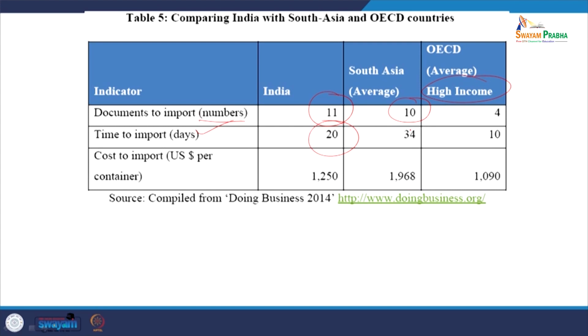On average, among all South Asian countries, it is 34 days. That means there are some South Asian countries where the number of days is much more than 34. Whereas for OECD countries the requirement is only 10. So, they are much lesser.